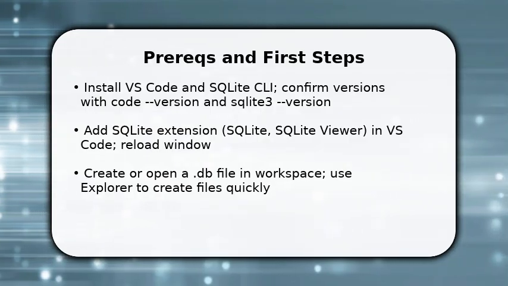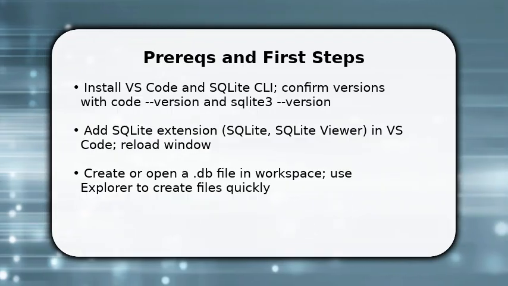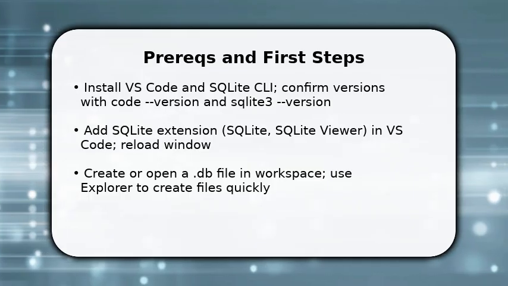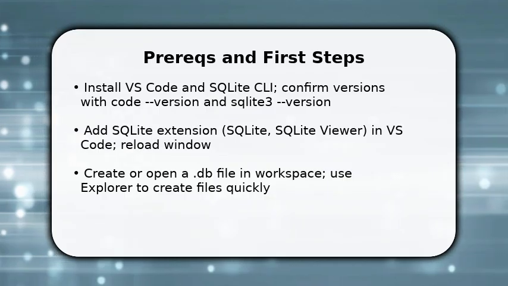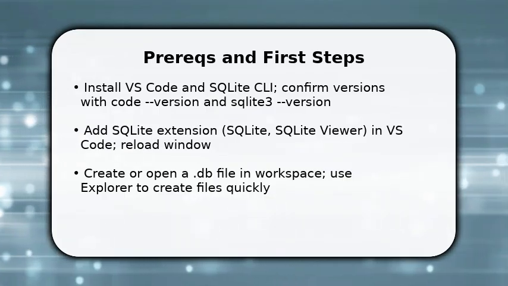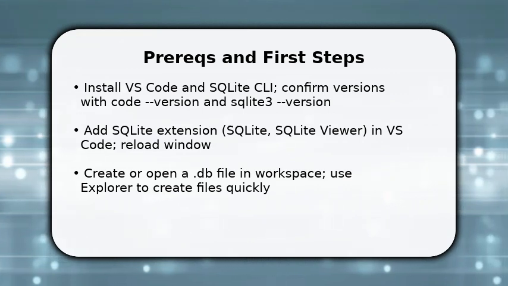Once done, install a SQLite extension in VSCode and reload the window so commands appear. Create or open a DB file in your workspace and save it. This anchors queries and the extension's explorer. You're now ready to connect VSCode to that database and run commands interactively.